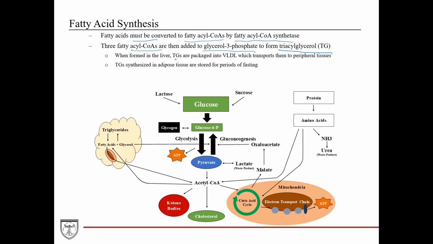When formed in the liver, triacylglycerides are packed into VLDL, which then can transport these fatty acids to peripheral tissues where they can be used for energy. Triacylglycerols synthesized in adipose tissue are then stored for periods of fasting. So that makes sense. You have this excess acetyl-CoA, it gets converted into fatty acids, combined with glycerol, and then you store them essentially for a rainy day, or what I mean by rainy day, a fasting period.